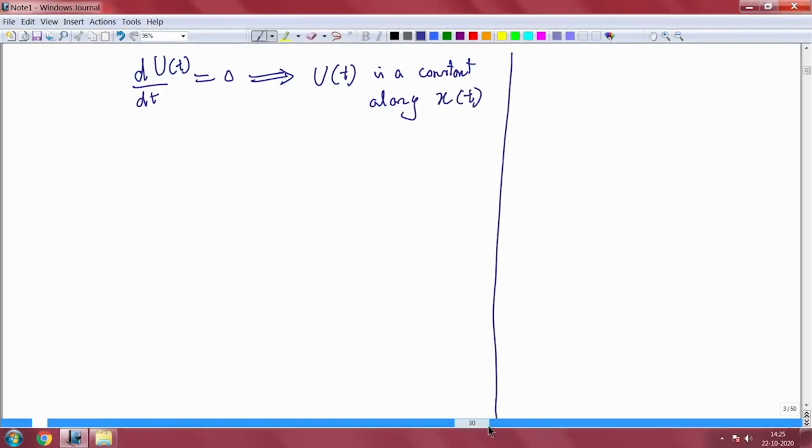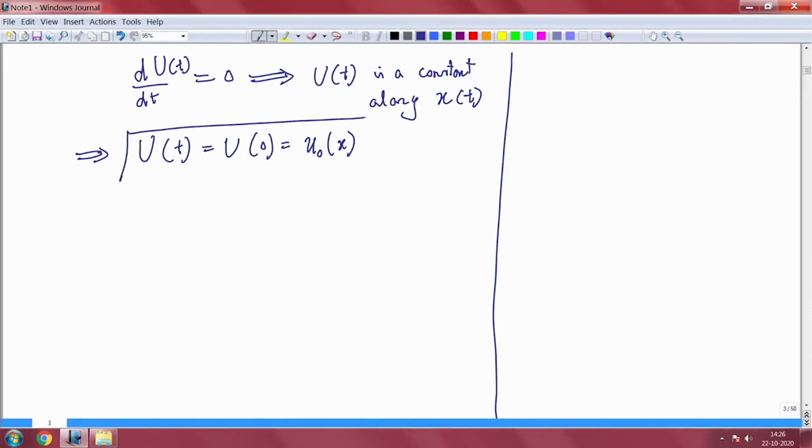So, what does that imply? u(t) is a constant along the line, so u at t will be u at 0, but u at 0 is nothing but u naught of x naught. So you proved that u of x(t), t will be u naught of x naught. This is what you get for each of these lines.